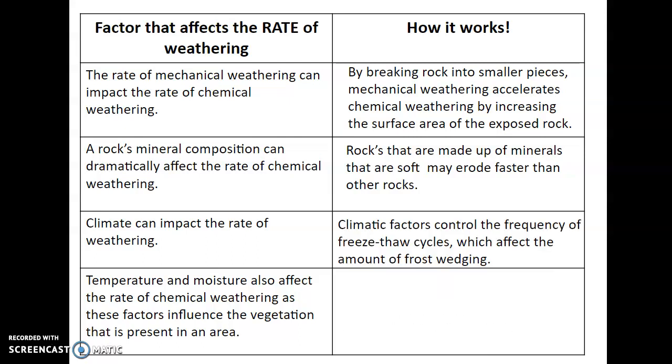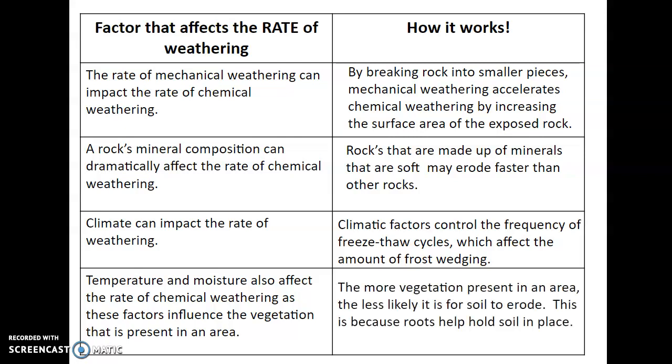And then climate can impact the rate of weathering. Climatic factors control the frequency of freeze-thaw cycles, which can then affect the amount of frost wedging. And the contrast can also occur with temperature and moisture. The more vegetation that is present in an area, the less likely it is for soil to erode because roots help hold soil in place.